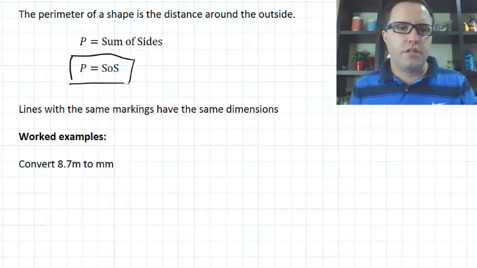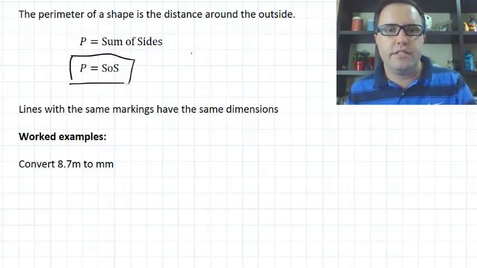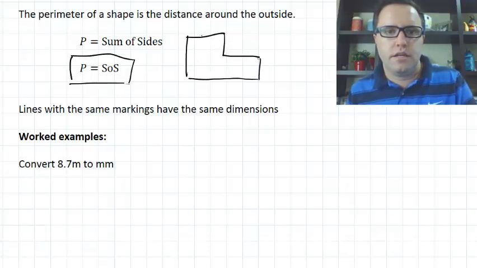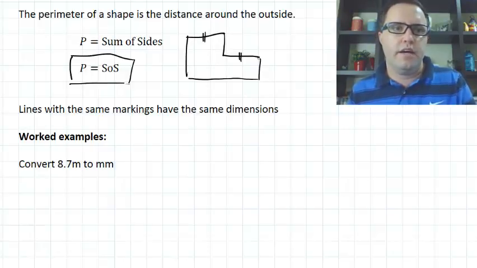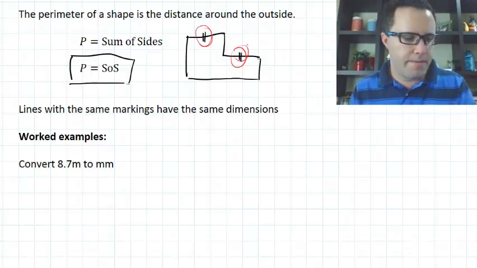Now, lines with the same markings have the same dimensions. So if we had some shape like this, and we had something like that, you'd know that this length here and this length here are both the same. So that little dash here, the same ones, means the same length, okay?